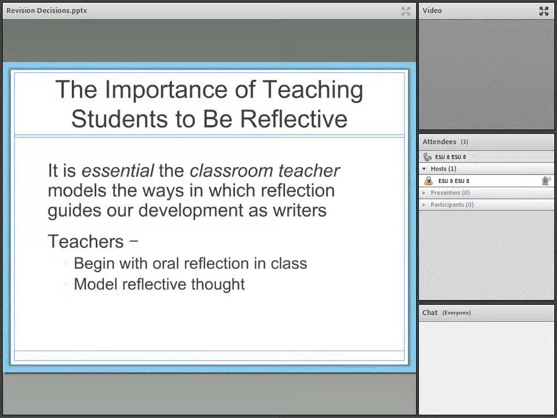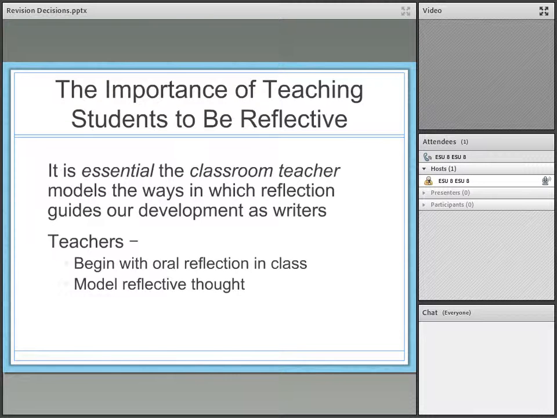Teachers, I told you before that you need to model reflective thought. It's so very important and so very necessary. You've got to show your students that even you as a writer are not perfect the first time. That you can take a piece, bring it back out even a few minutes later, and there's always something that you can revise or change in some way.